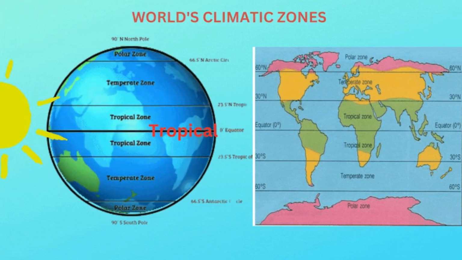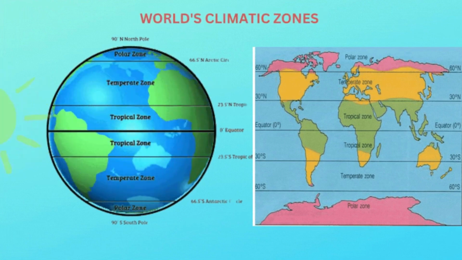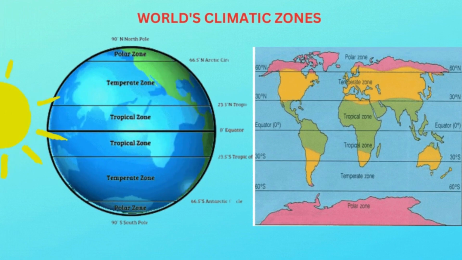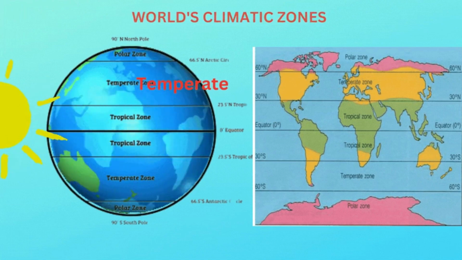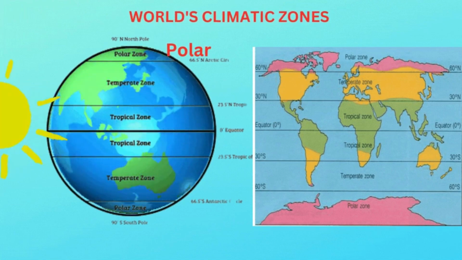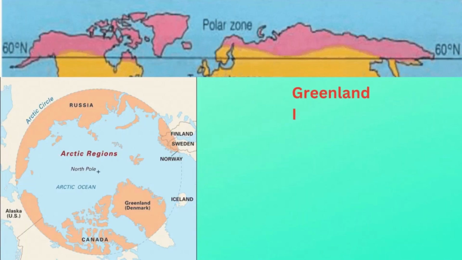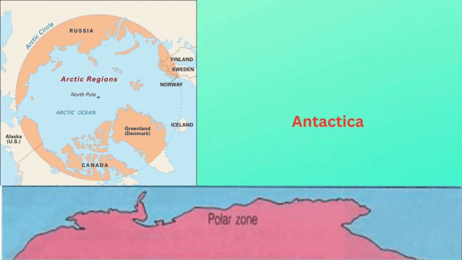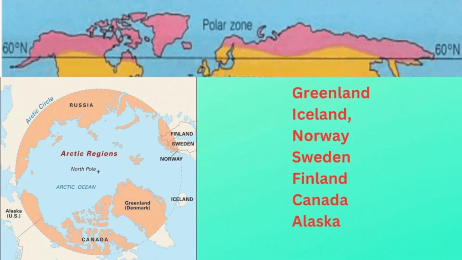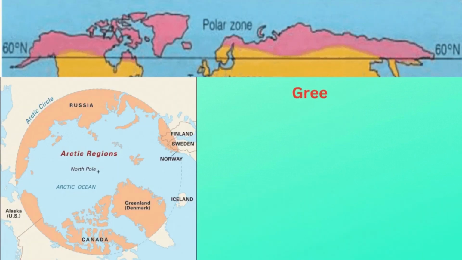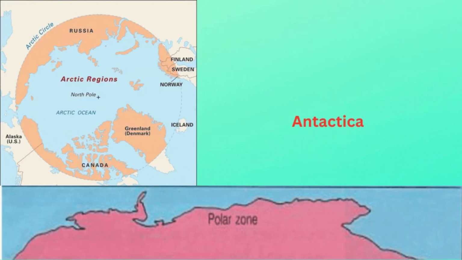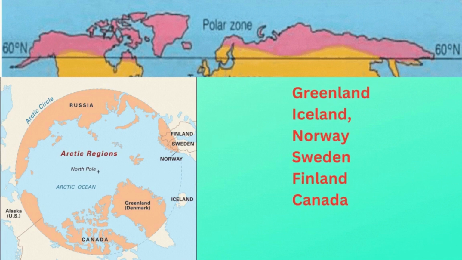Let's start by looking at the polar zone. The polar zone, which is located between the Arctic and Antarctic circles and the poles, has the coldest temperatures. It is almost always below freezing point. European countries such as Greenland, Iceland, Norway, Sweden, and Finland all lie within this zone. In North America, 2/5 of Canada as well as Alaska, which belongs to the United States, are both found within this zone.